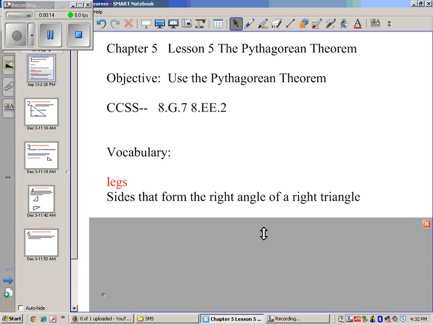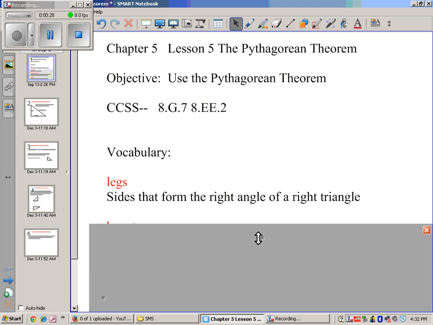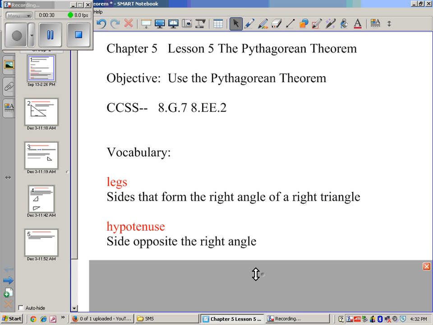First one, legs. And that's what you're standing on. No, but there's legs at sides that form the right angle of a right triangle. We'll see that here in the next slide. Once again, you can always pause the video to write down your definition, as we will continue though, as we find out our next word is hypotenuse. Hypotenuse is the side opposite of the right angle. Once again, we'll see example of that here shortly.